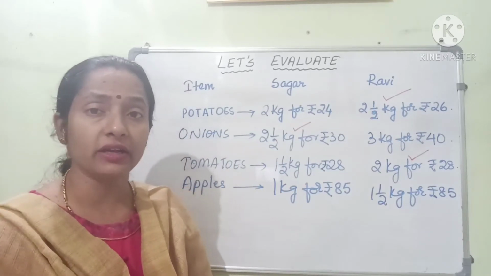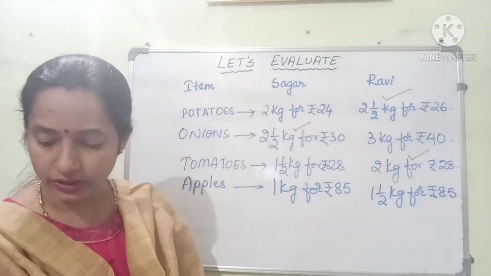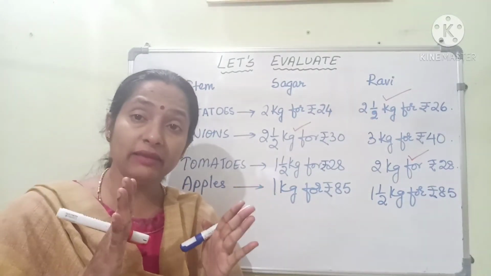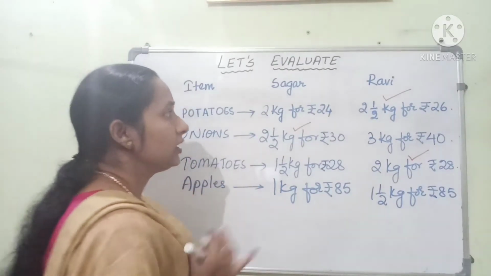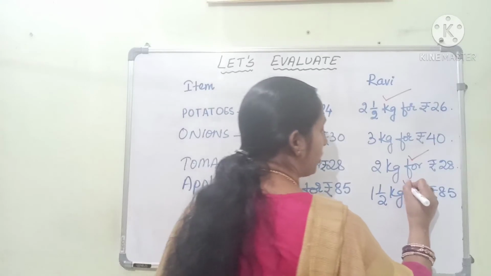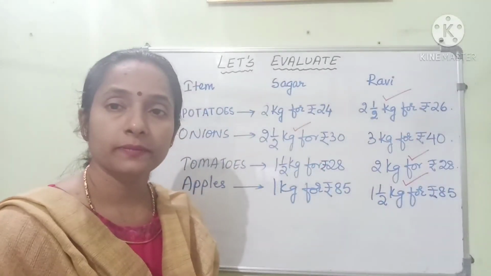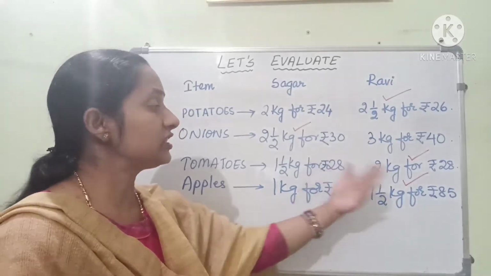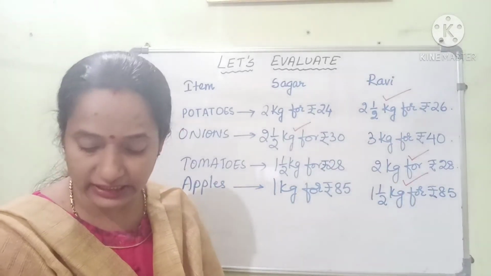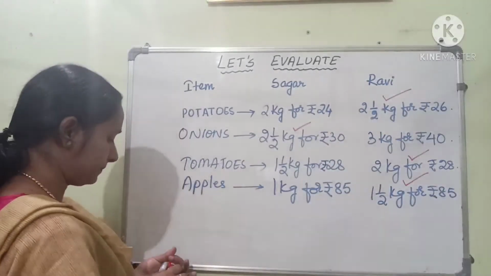So who bought at cheaper rate? Who bought more apples for the same price of rupees 85? Ravi bought. So he bought the apples at a cheaper cost. Next, let us come to oranges.